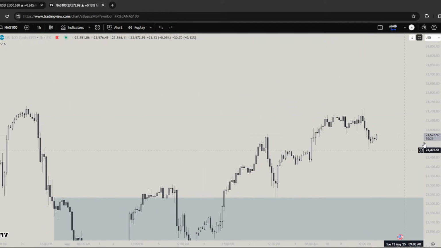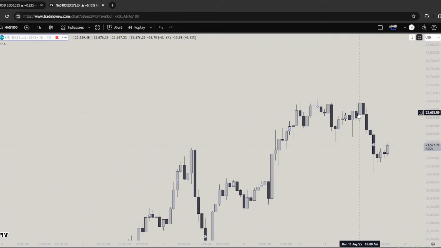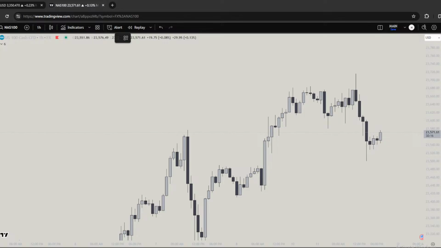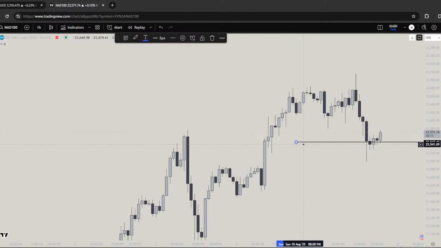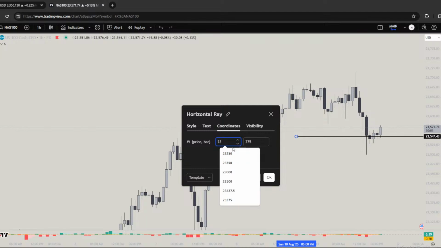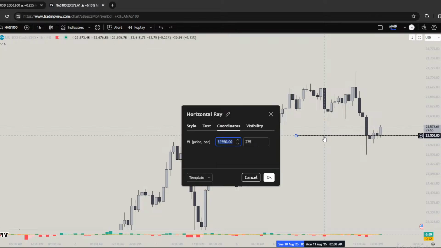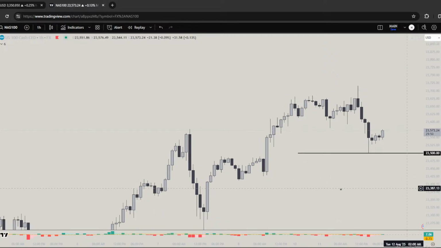Right here, I was taking this short. I was trying to take this short from up here down to 23,500 because that was that quarter. And just so y'all can see how I play quarter theory as well. Yep, down to 23,500.